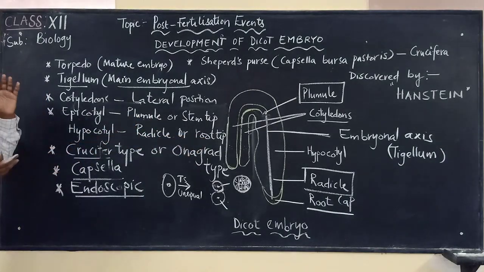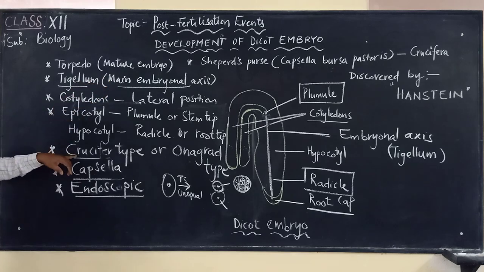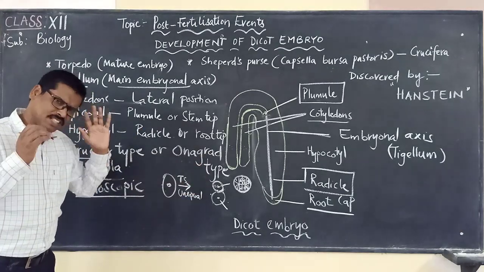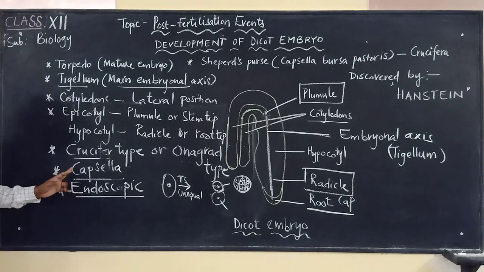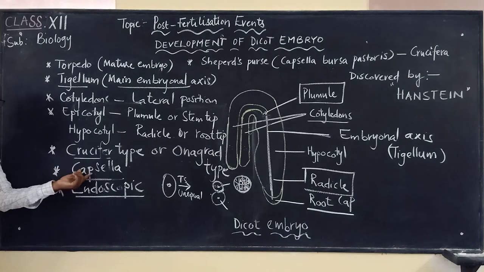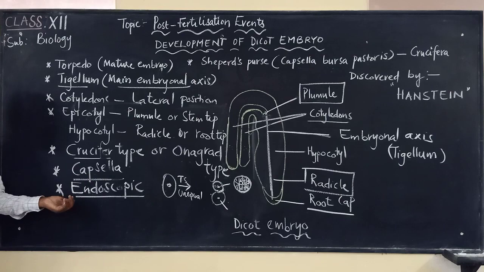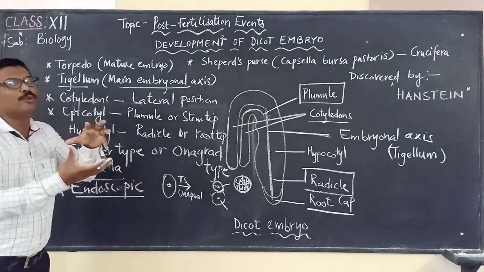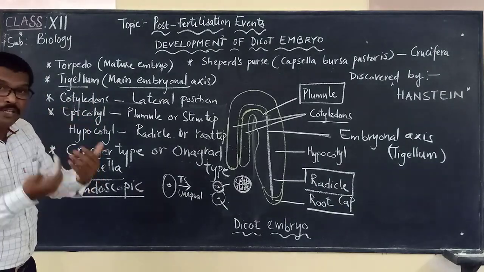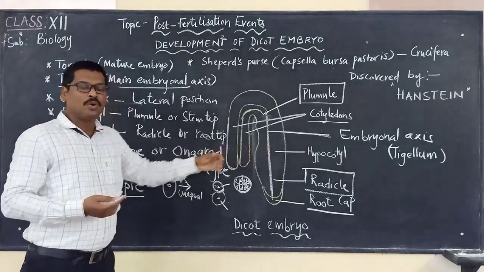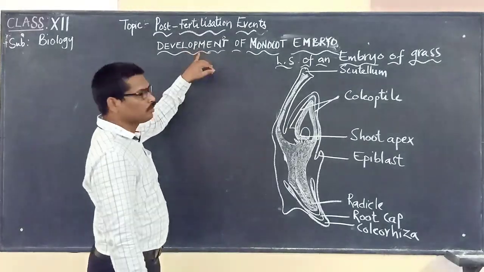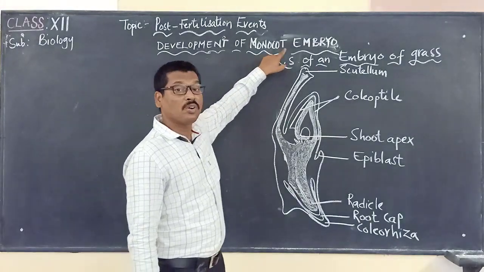This type of development of the dicot embryo, whatever we have seen, is called the crucifer type, or otherwise the onagrad type. This is very common in all dicot embryos, especially in Capsella. And we are using the word endospermic. Endospermic means when only a few cells of the zygote are involved in the formation of the embryo. So here, now we are going to discuss the development of the monocot embryo.